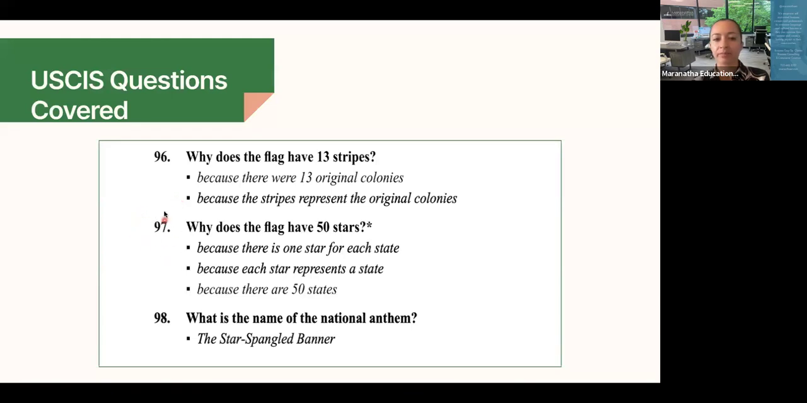Question 97. Why does the flag have 50 stars? Again, different options. You only need to provide one, given that all of these answers mean the same. Why does the flag have 50 stars? Because there is one star for each state. What is the name of the national anthem? The Star-Spangled Banner.